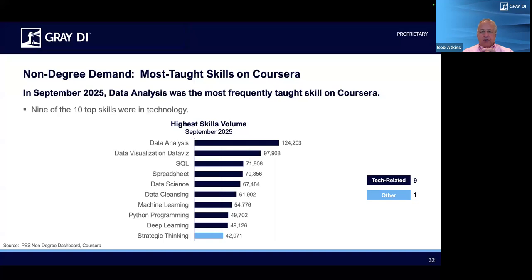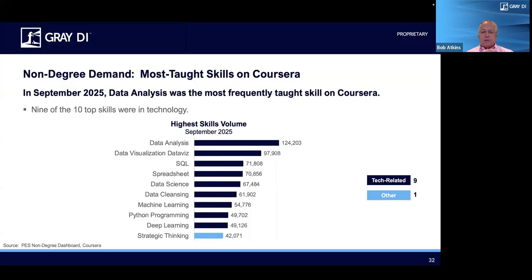Now, what are the skills that are being taught across Coursera? They're kind enough to tell us what skills are associated with each of the courses. And so you can do the math and figure out how many times a given skill was sought out by a student. Data analysis, by far the leader at 125,000 students. Data visualization coming in second at nearly 100,000.